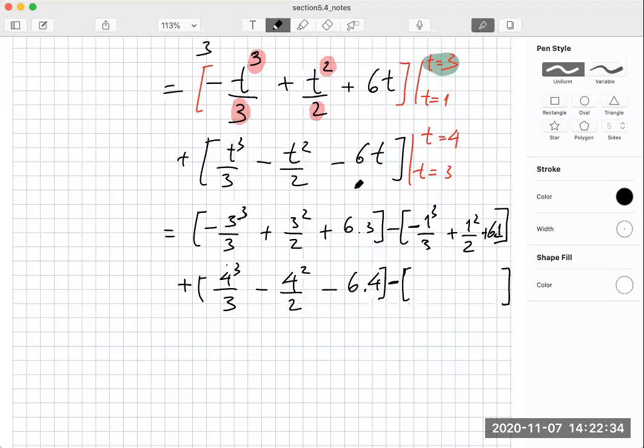Yeah. The second one, it would be 3, or negative 3 cubed over 3, plus, oh, be careful, 3 squared. Because we have a parenthesis here, the bracket here, we keep everything inside the way it is. So we substitute 3 here, right? We just replace the value of t by 3. It would be negative 3 squared over 2 minus 6 times 3. Sorry about that. You could.